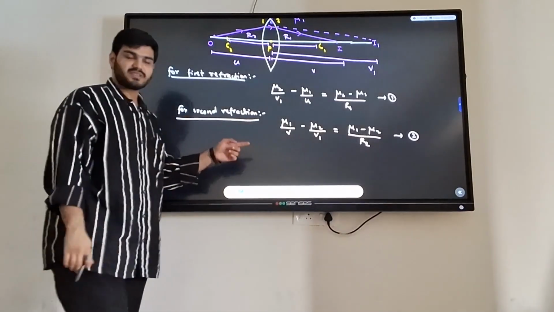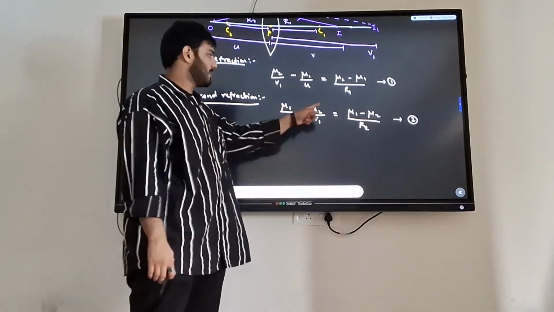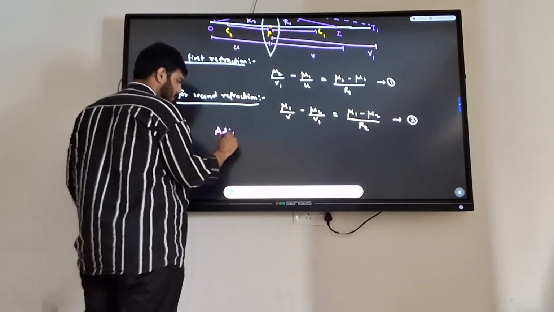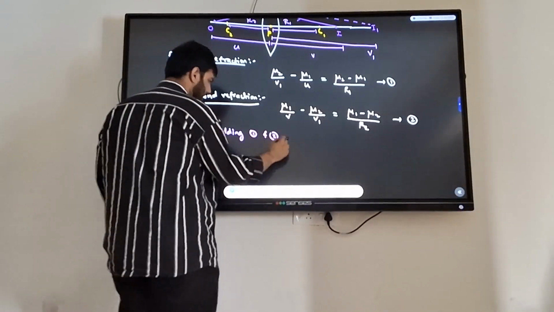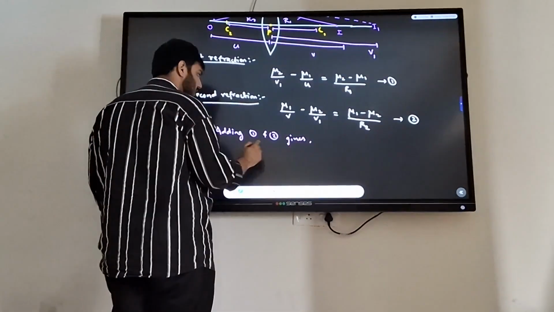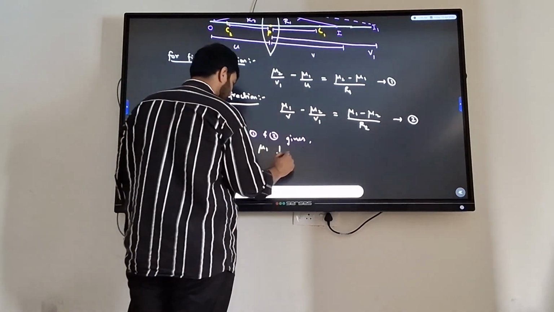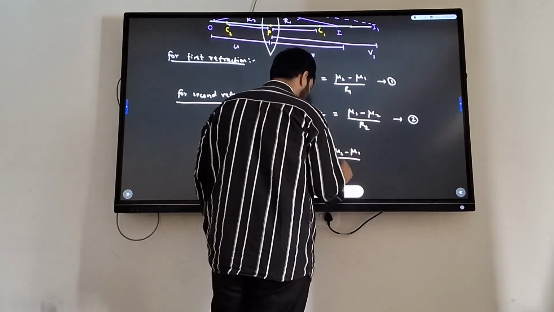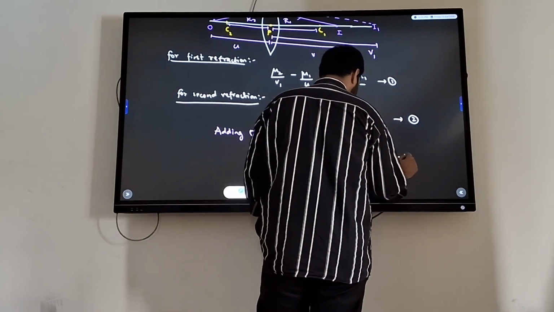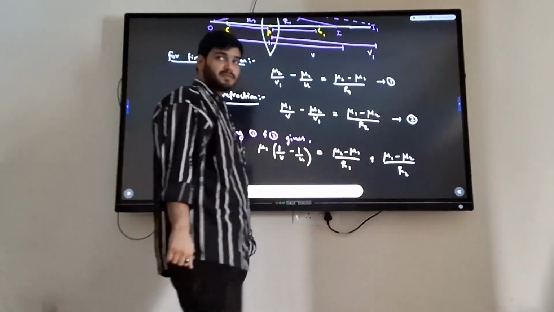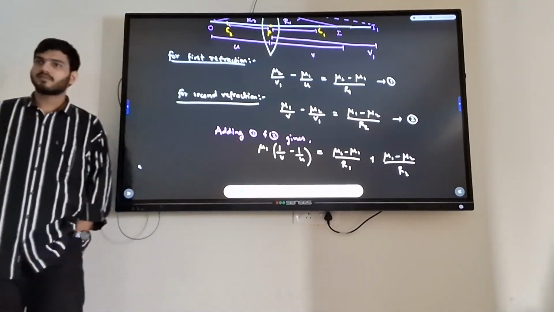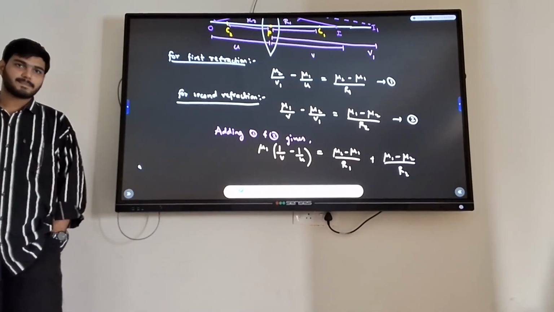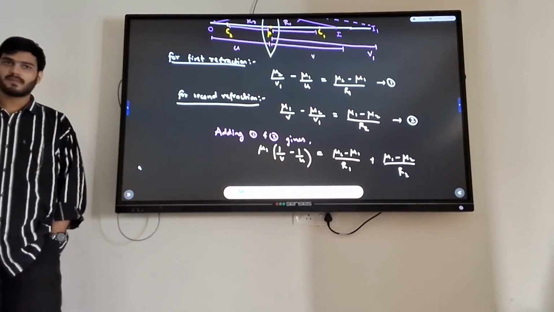If I add the two equations, what will I get then? I think I will eliminate this factor of V1, adding 1 and 2. Can I write it in one step? You will get mu1 times (1 by V minus 1 by U) is equal to (mu2 minus mu1) by r1 plus (mu1 minus mu2) by r2. Can you check if it is correct or not? Or should I do it step by step? It's all okay?